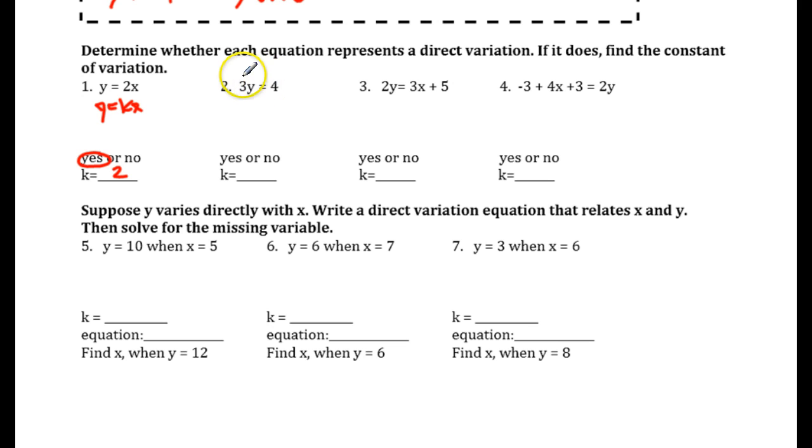Now number 2, we have 3y equals 4. I can't say yes or no until I get it into y equals form. Sometimes we have to solve for y, just like with the graphing. Let's get rid of the 3 by dividing by 3 on both sides. I'm left with y equals 4 over 3. Is that direct variation? It's pretty close, but it's no, because there's no x. You've got to have that in the equation. Because it's not direct variation, there's no k, there's no constant.